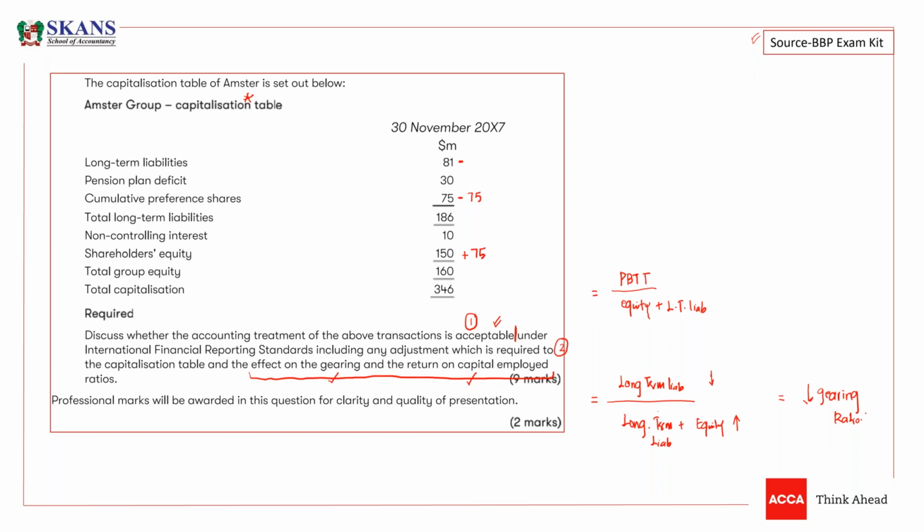And on the other hand, initially the preference shares were classified as long-term liabilities, and now you are actually reclassifying them to equity. So the denominator will remain the same.